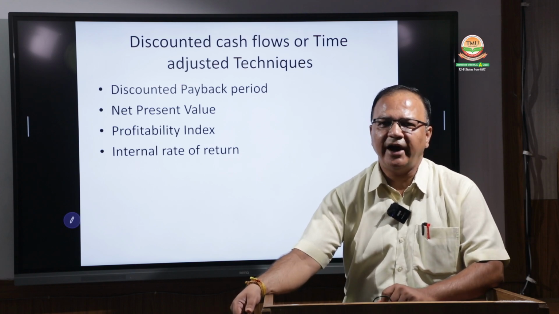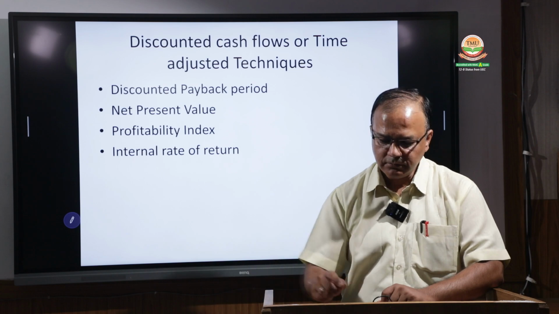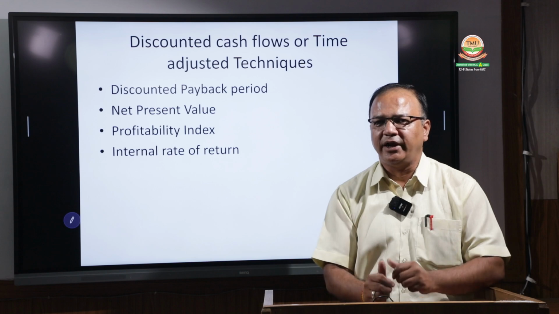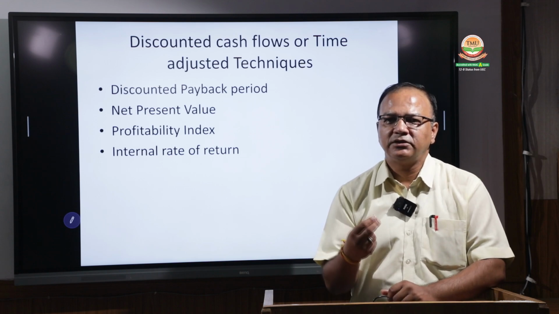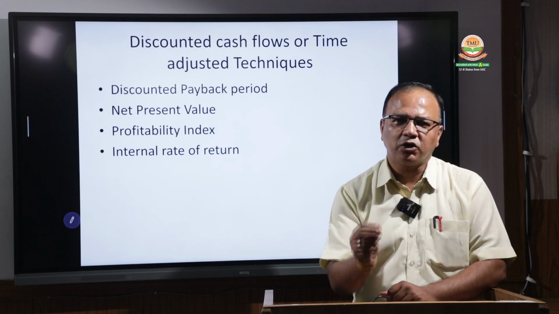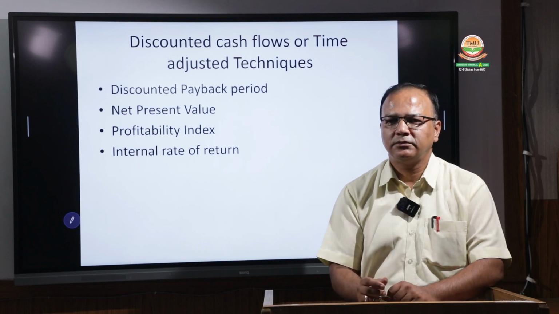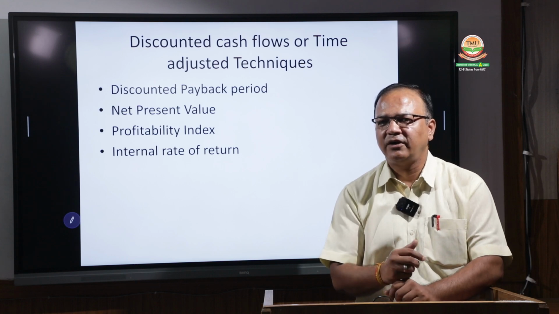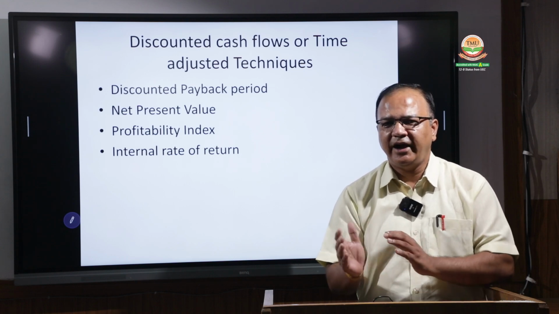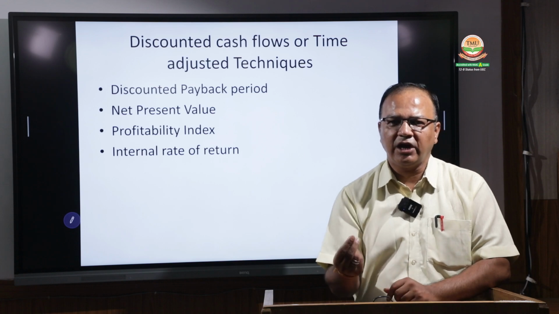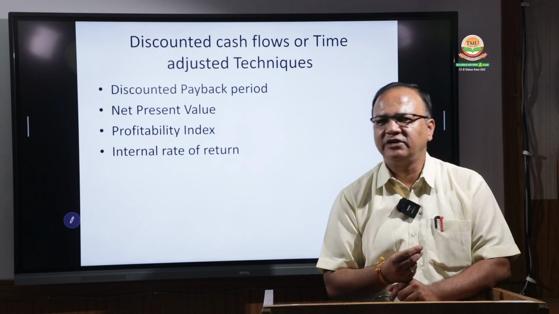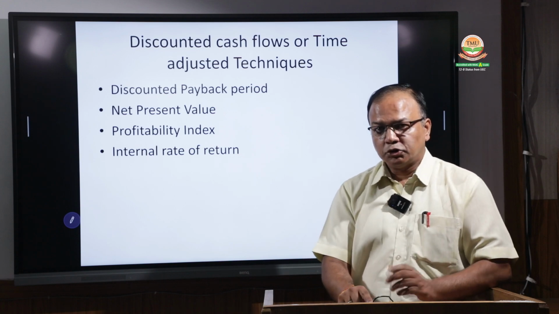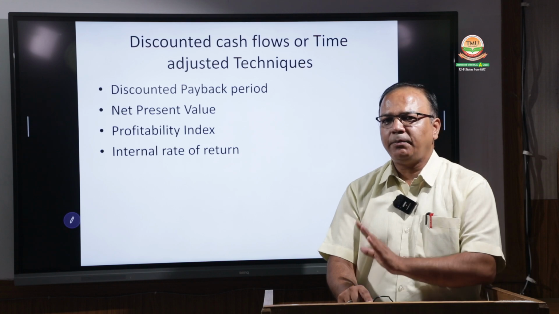As I discussed in the last slide, payback period means the length of time for a project to recover the initial cost of the project. We invested 1 crore and the project was giving me 20 lakh. It means I required 5 years to recover the amount of investment of the organization. So the same method follows in discounted payback period.